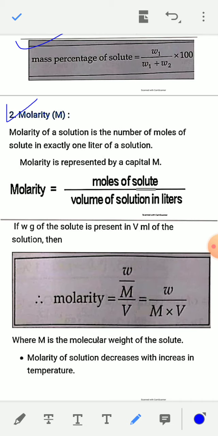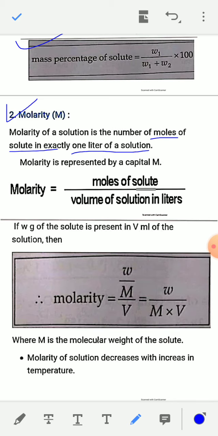So what is molarity? Molarity of a solution is the number of moles of solute present in 1 liter of solution. That is, number of moles per liter of solution is known as molarity. So molarity means moles of solute divided by volume of solution in liter.